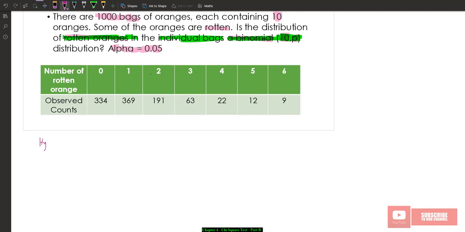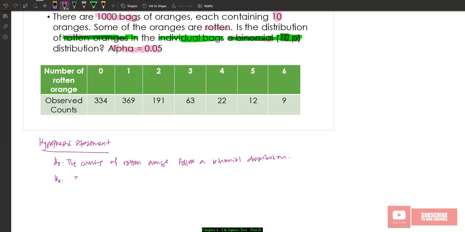So our hypothesis statement: the null hypothesis is that the count of rotten oranges follows a binomial distribution, whereas the alternative hypothesis is that the count of rotten oranges does not follow a binomial distribution, right, where alpha is equal to 0.05.